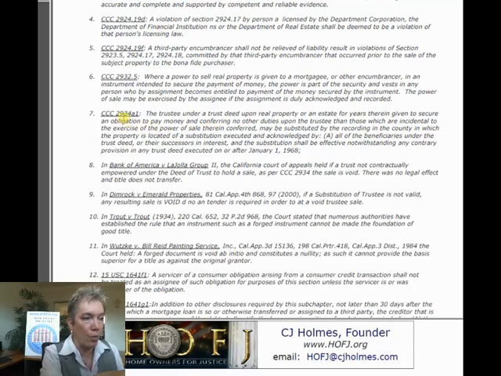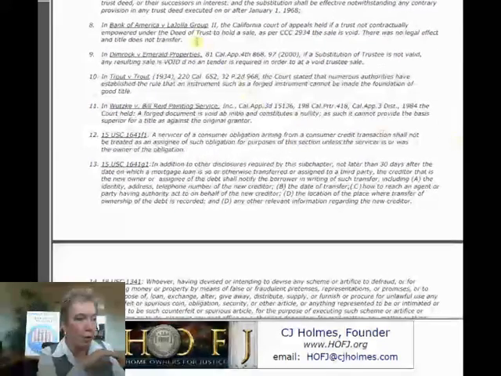Then I want to show you the 2934A1. That's the code that discusses trustee substitution, and it has to be done. The substitution has to be executed and acknowledged by all of the beneficiaries under the trust deed and their successors in interest. And the code goes on with other stuff if there's multiple beneficiaries and how that has to be done.